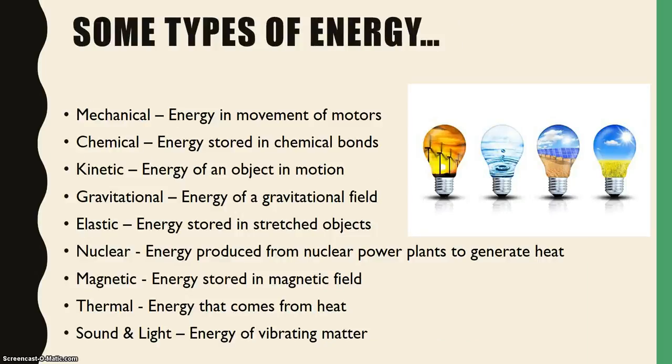There's many different types of energies. You don't have to know the definition of all of these, but having an understanding of what they are is important. So if I ask you what is mechanical energy, you'll have an idea that it's the energy of motors. Or if I ask what chemical energy means, it's the energy stored inside chemical bonds. Kinetic energy is the energy of movement. Gravitational is energy of a gravitational field, like Earth and the Moon have gravitational energy. Elastic energy is the energy which is stored in stretched elastic bands.